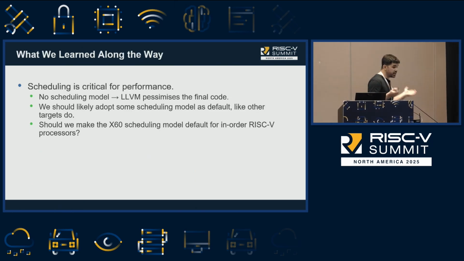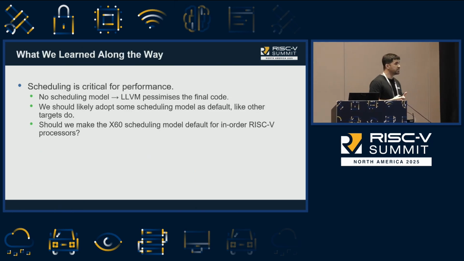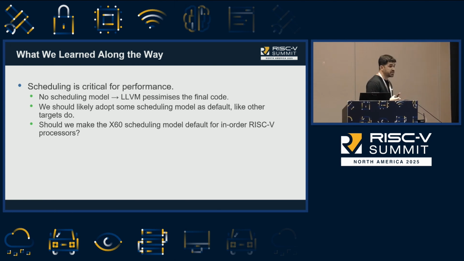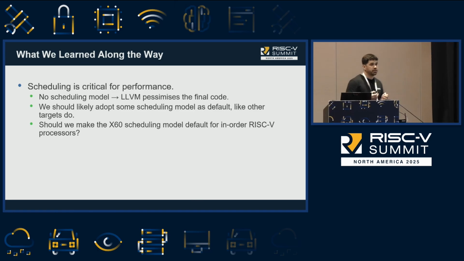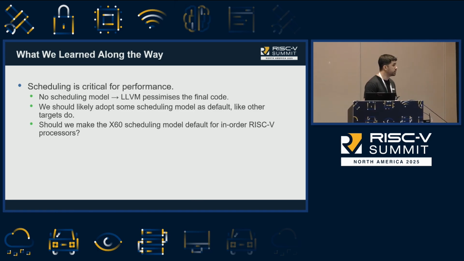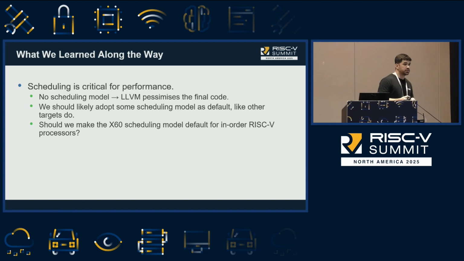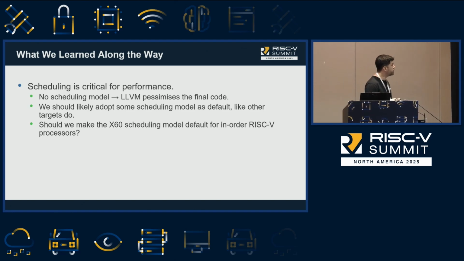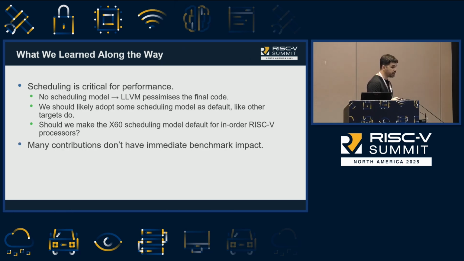So what we learned: having a schedule model is critical for performance. LLVM just pessimizes the code if we don't have it. We should likely at some point try to have a default scheduler for RISC-V. Some other targets do. AArch64 has one based on a board. And who knows, maybe we can use the X60 given the numbers we got.